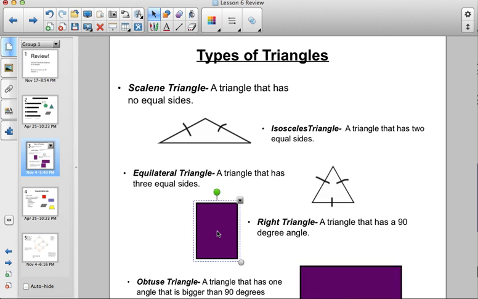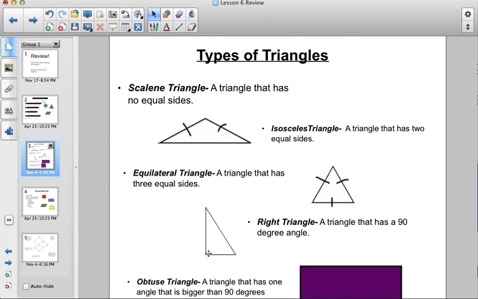Next we have a right triangle, and that is a triangle that has a 90-degree angle. If you drew one, it should look like this. Here you can see is our 90-degree angle. We note that with a little box.